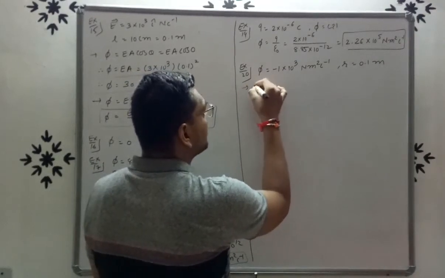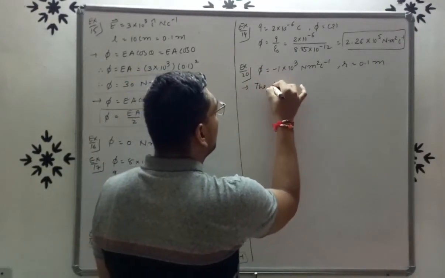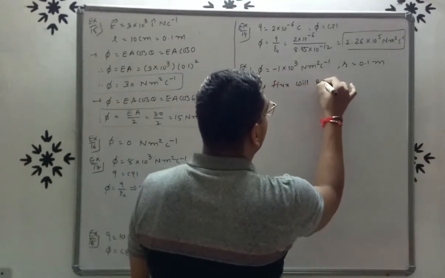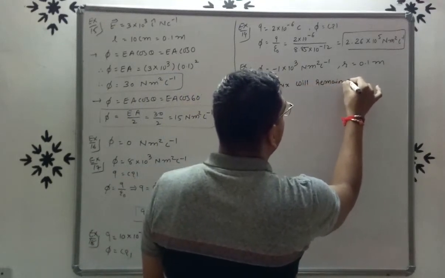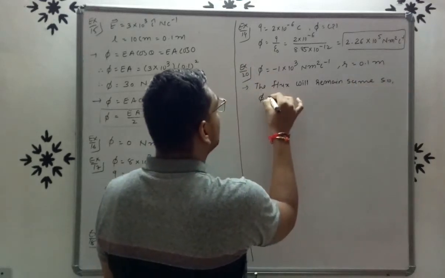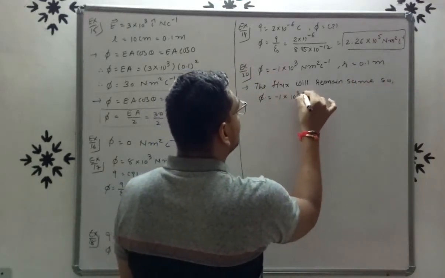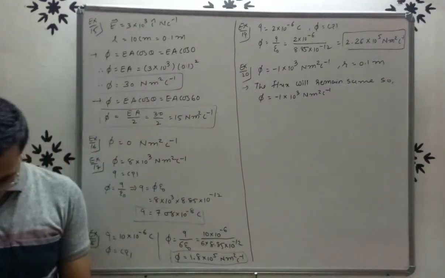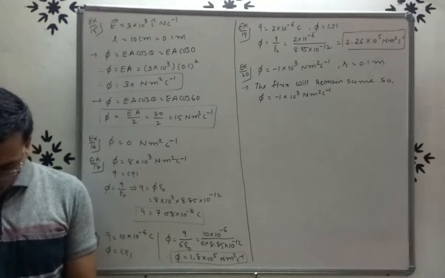So in the first case, the flux will remain the same. So the flux phi is equal to -1 into 10 raised to 3 Newton meter square per coulomb. Right. So there will be no change in flux.